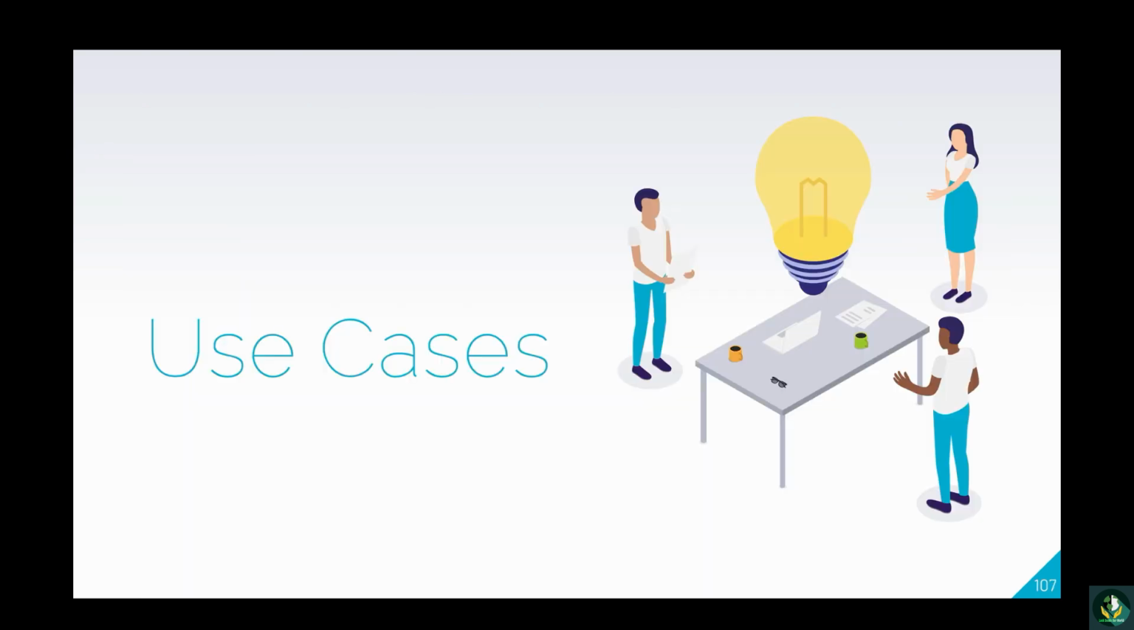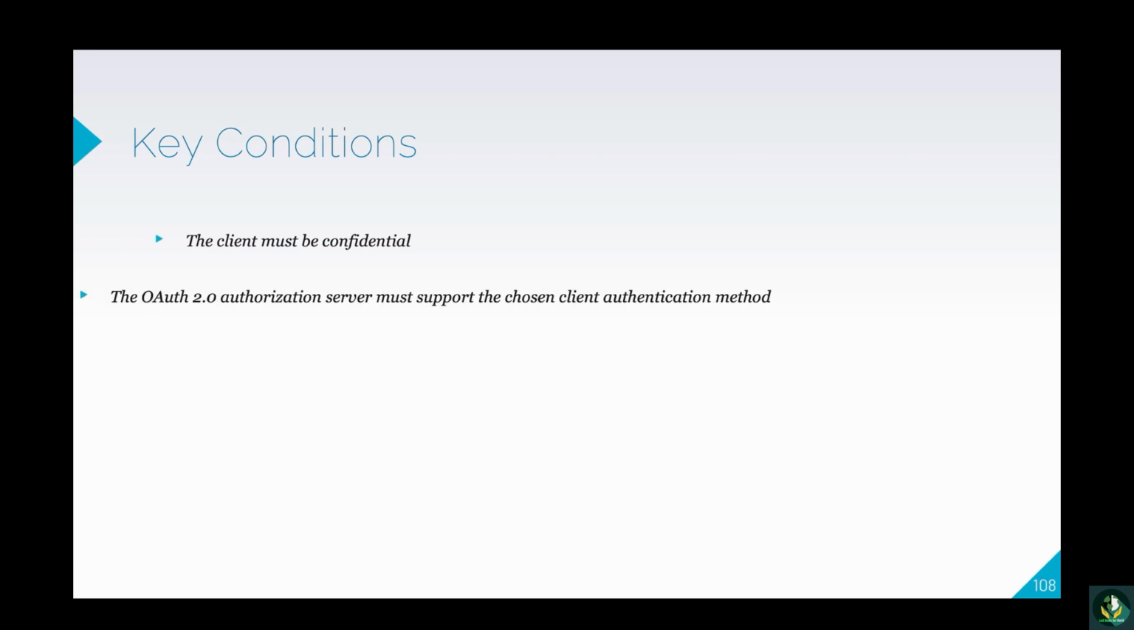There is no one-size-fits-all rule for selecting an authentication method, because the choice depends on the project's specific requirements and context. That's why we have the comparison table to guide the evaluation of these methods across multiple factors. However, here are some general guidelines to help you determine which authentication method might be suitable for different scenarios. Two key conditions must always be met when choosing any method. The client must be confidential, and the OAuth 2.0 authorization server must support the chosen client authentication method.